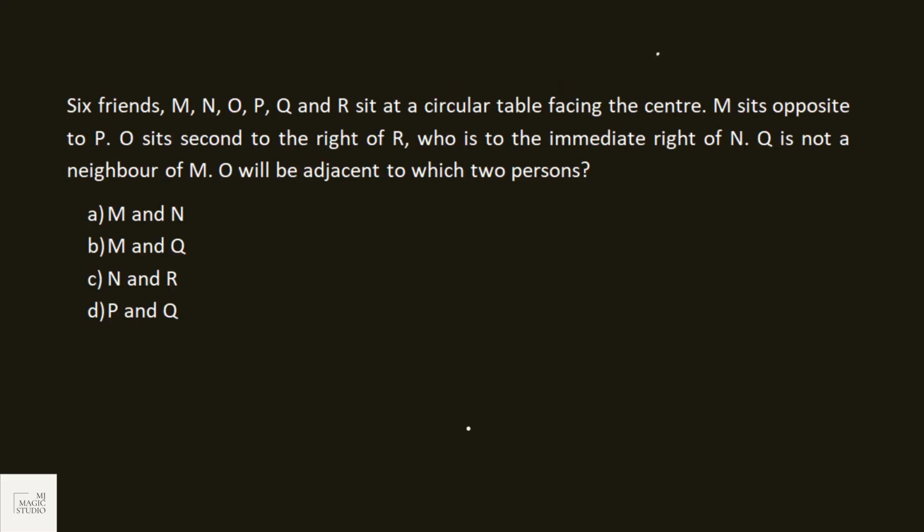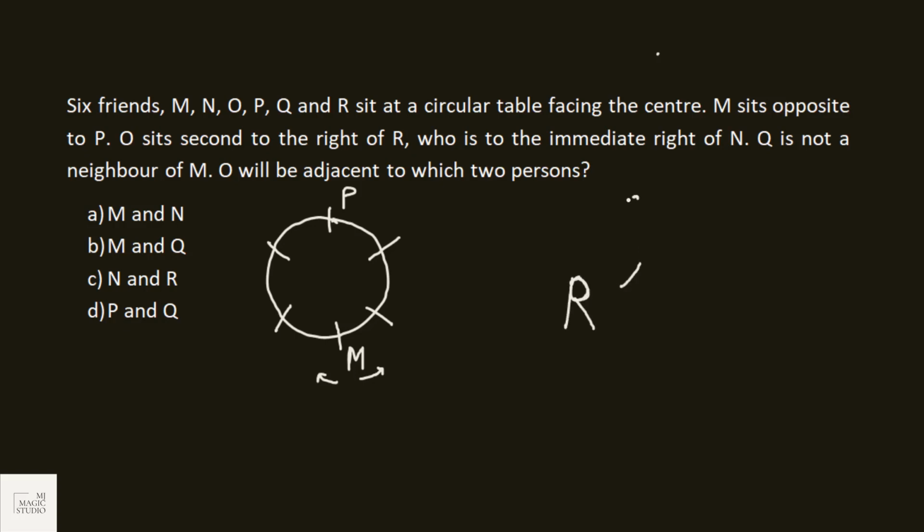Okay, circular sitting arrangements, quite popular with any online assessment examination. 6 friends sit at a circular table facing the center. 1, 2, 3, 4, 5, 6. Since they are facing the center, their right will be my right and their left will be my left. So I will be working accordingly. M sits opposite P. So if here is P, here is M. O sits second to the right of R.